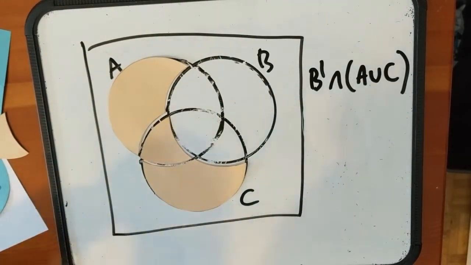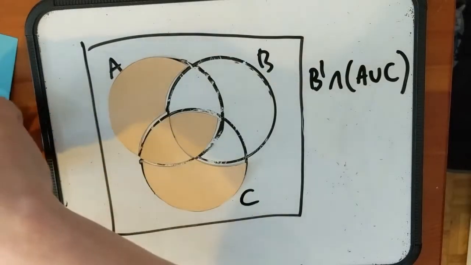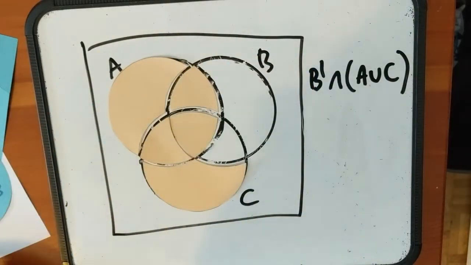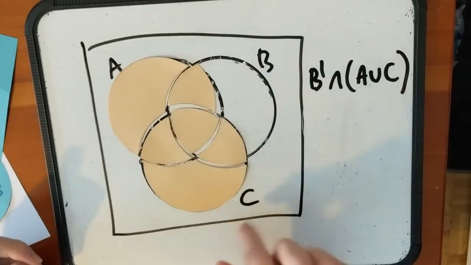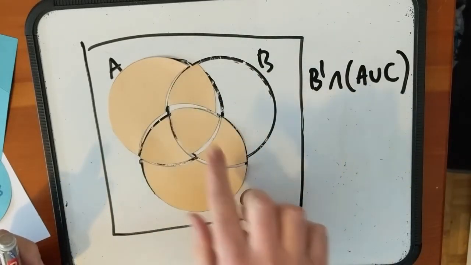Where's the middle bit? It's that bit, and this bit. Okay, so that's the union of A and C. Anything that's in A and anything that's in C. It can be here or here.